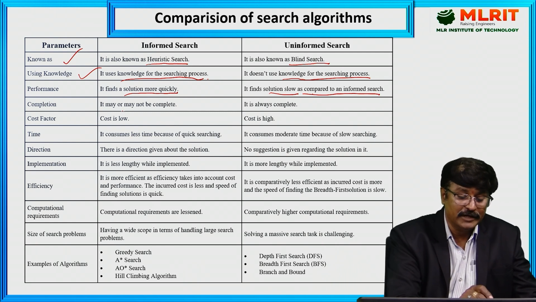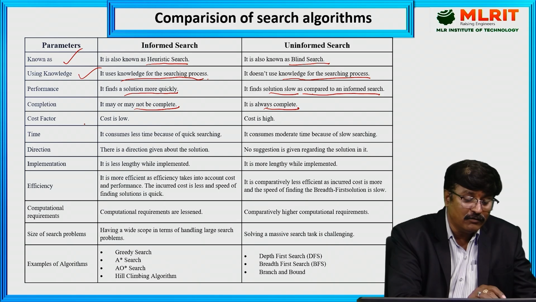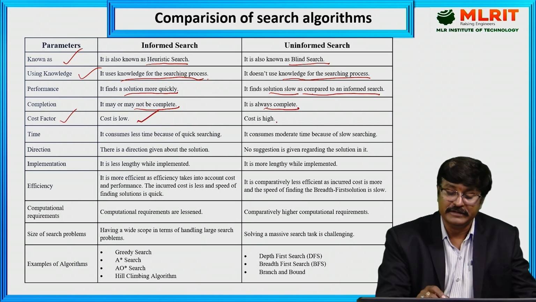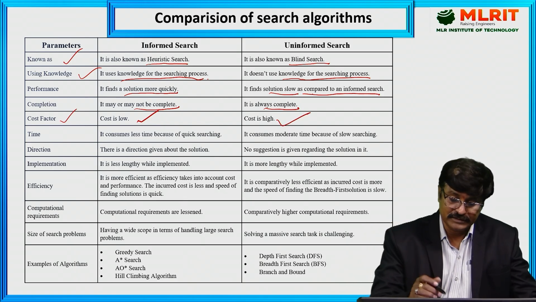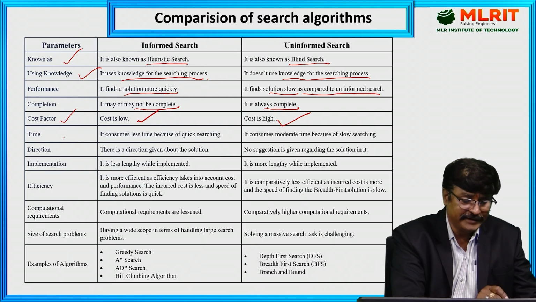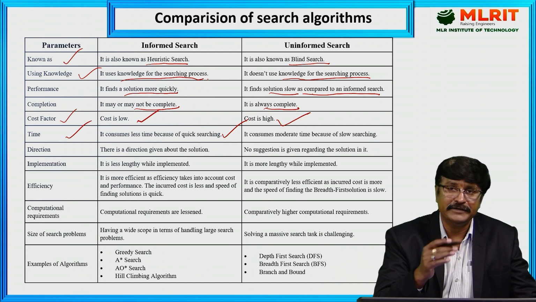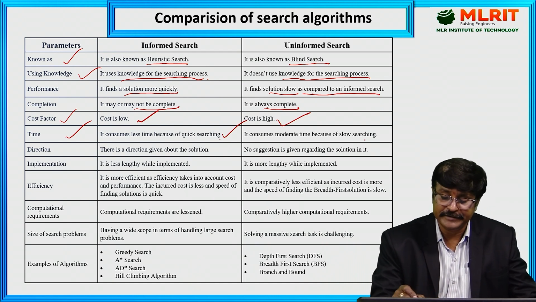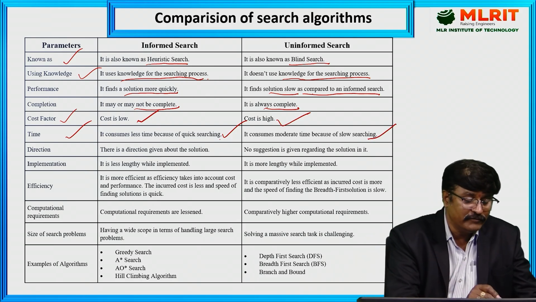And completion. Uninformed may or may not be complete, whereas the informed search algorithm is always complete. You are getting the complete solution. Cost factor: the cost is low in the informed search algorithm. In the uninformed one, your cost is high because you are blindly approaching node by node in a systematic way. That's why the cost factor is more. Time: informed consumes less time because of quick searching, since only prioritized nodes are expanded, so the time is very less here. Uninformed consumes moderate time because of slow searching, because you are evaluating and visiting all the nodes.